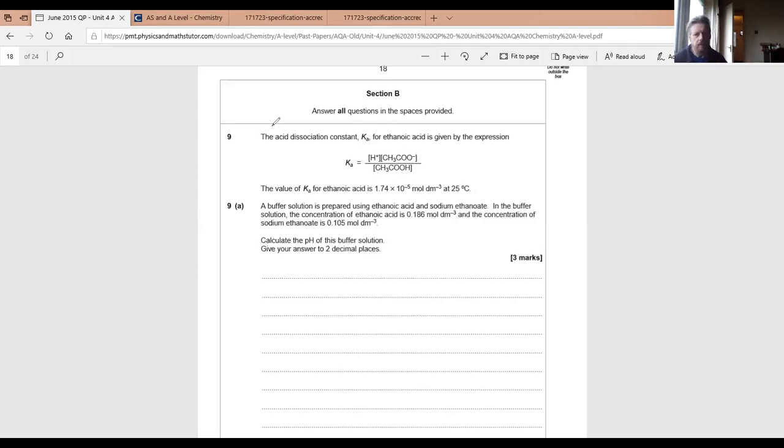So would you do Ka times 0.186, and then divide by the salt? What your H plus will be, you can rearrange it in as many steps as you like, but it's basically going to be Ka, and that's going to go the other way up, so it's acid over salt. It's really easy, this one. So you just put the numbers in there and then minus log it.